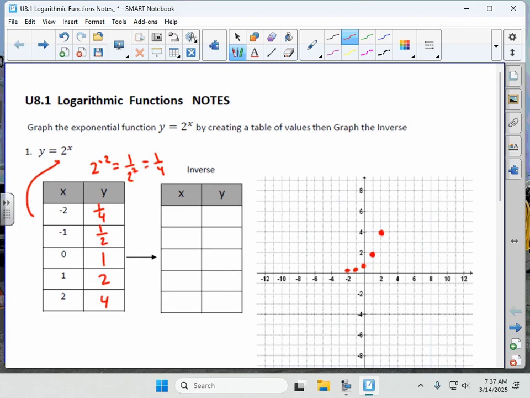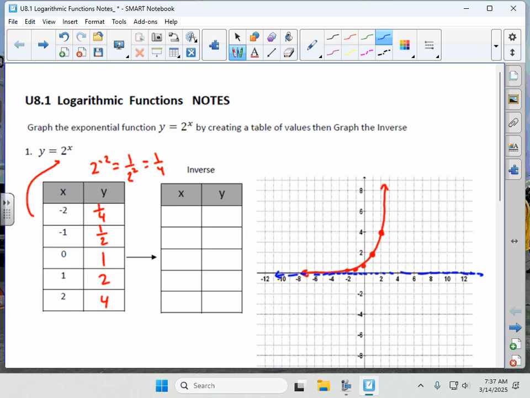All right, so hopefully the shape of the exponential looks familiar to you. And then we have our horizontal asymptote. Here it's just on the x-axis. So there it is right there. So there's our exponential. So now what we're going to do is graph the inverse of this exponential.